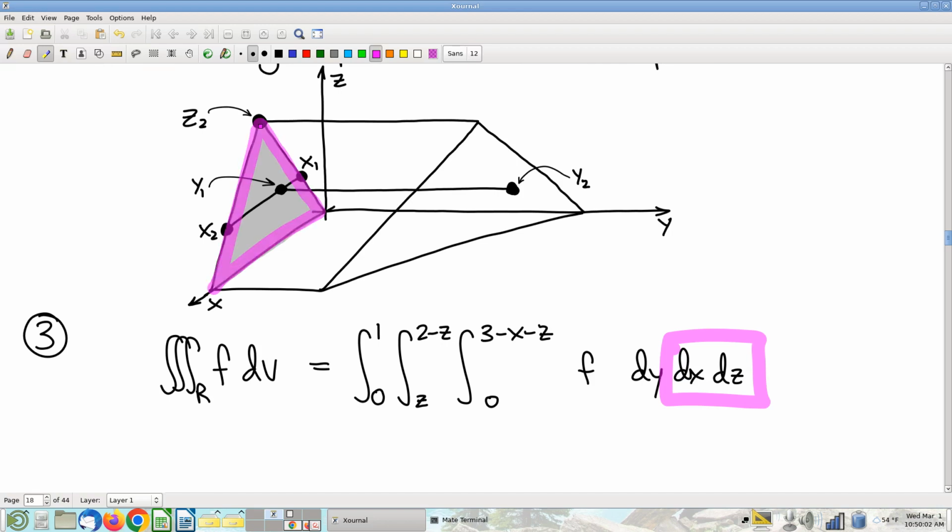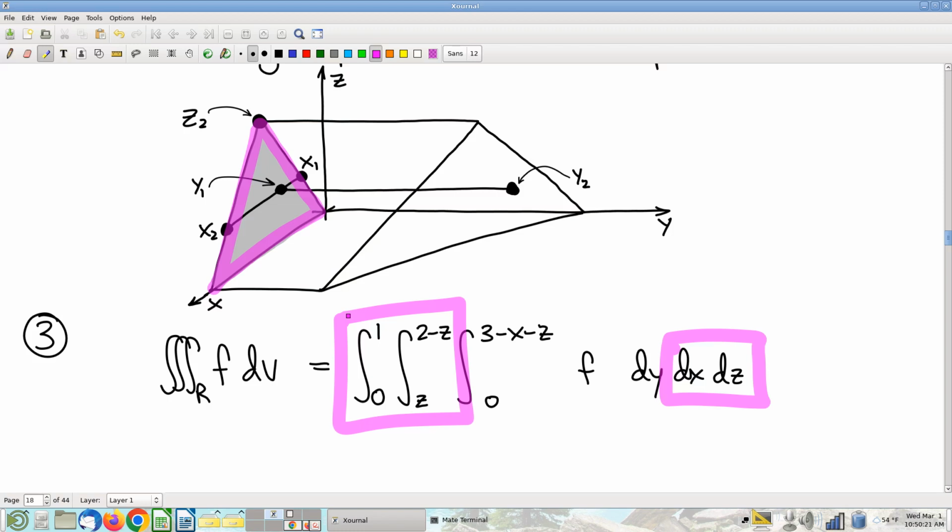I can look at the projection here to find the bounds for x and z. Now again, that's a double integral problem. Think through which way, why dx dz, why not dz dx? It's because of how I want to slice up that projected triangle there. Right? You get these bounds like this.